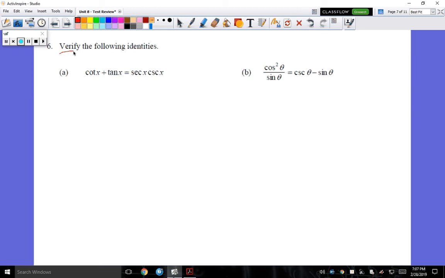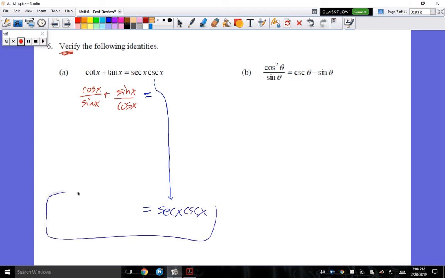Alright, so verifying identities, what we're trying to do is make everything cosine and sine. So let's go ahead and start. Cosine of x over sine of x is the same as cotangent. And then tangent's trigonometric ratio is sine of x over cosine x. Now keep in mind, we are trying to make it look like this right side. So this right side is just going to copy over until you finally get it to look like secant x cosecant x. Then you would be done at this step.